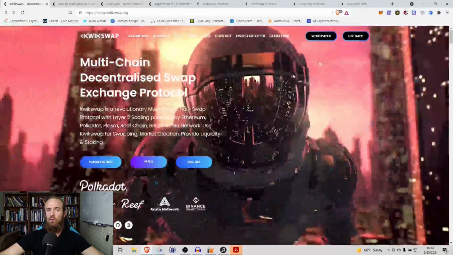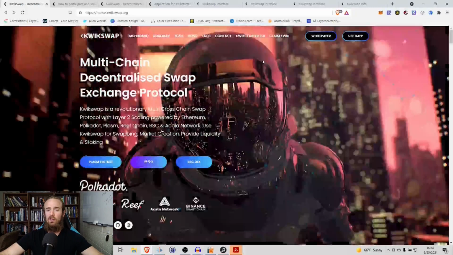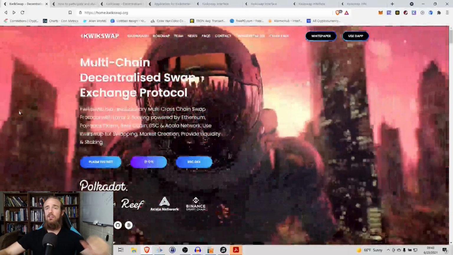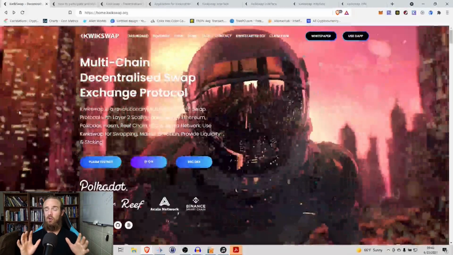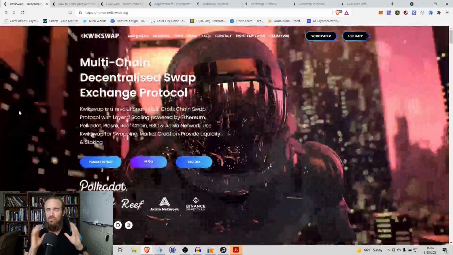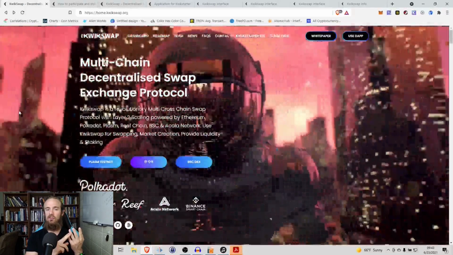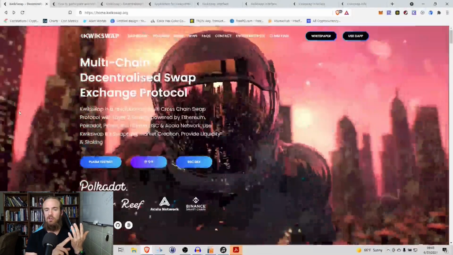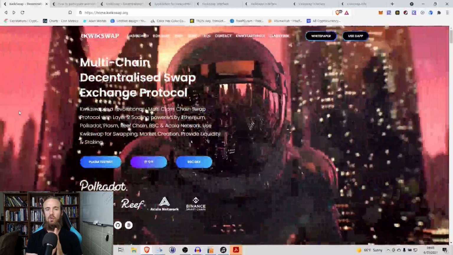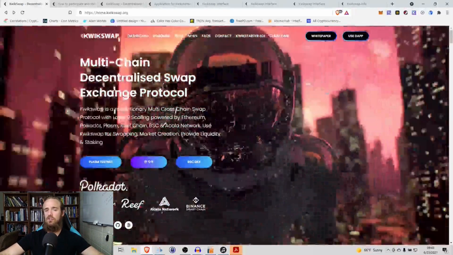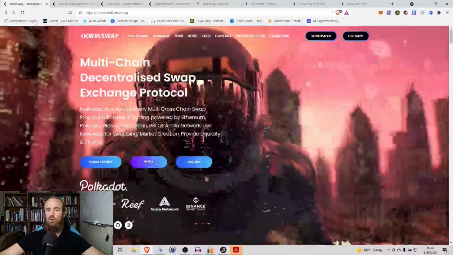So first off, what is Kwikswap? As I said, Kwikswap is a multi-chain decentralized swap exchange protocol that is powered by, and just check out this crazy list of how many different chains this supports: Ethereum, Polkadot, Plasm, Reef chain, Binance Smart Chain, Acala network. Use Kwikswap for swapping, market creation, providing liquidity, and staking. So all of these chains, all of these features, all rolled into one.